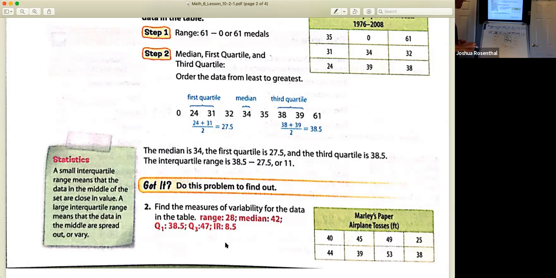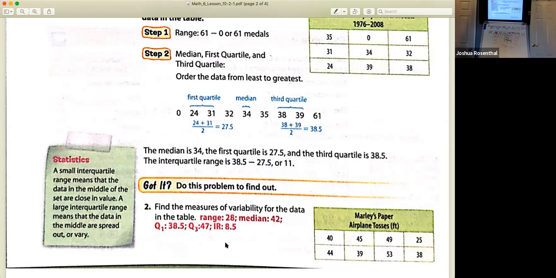So your interquartile range means that the middle half of the data is between those values here. Half of the data for the whole set of this kid throwing the paper plane is in the interquartile range, and it has a range of 8.5 feet. All right. So if you're just talking about his throws that are close to his average, that range is 8.5 feet. Now, what importance that has is up to the person doing it.